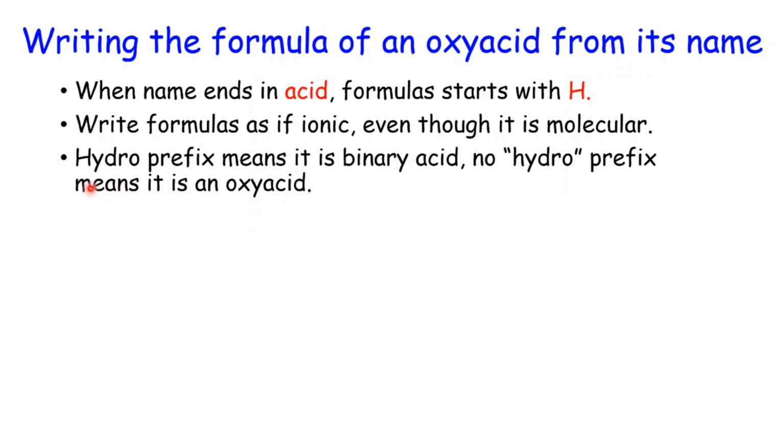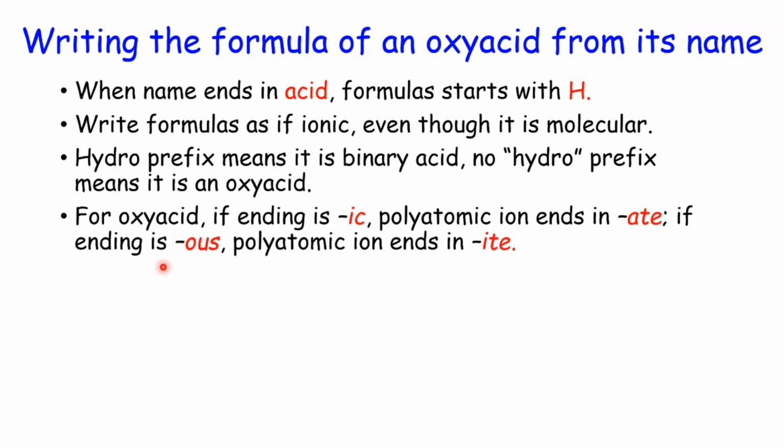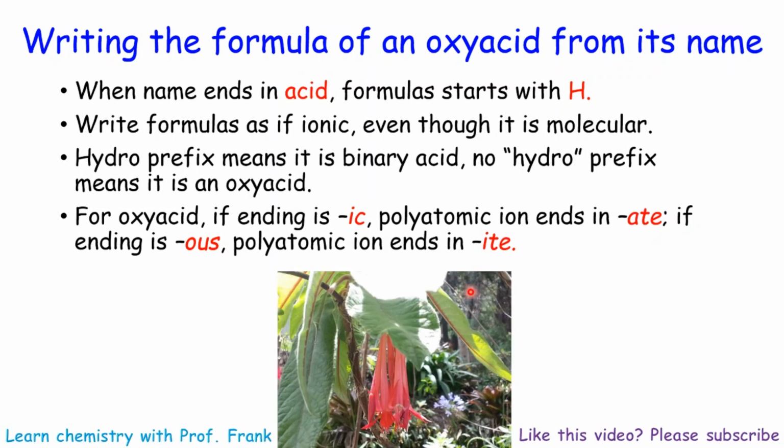Then you should be able to tell the two apart by just seeing whether there is a hydro prefix in it. For an oxyacid, if the ending is IC, then the polyatomic ion should end with ATE. If the ending is OUS for the acid, then the ion suffix should be ITE.